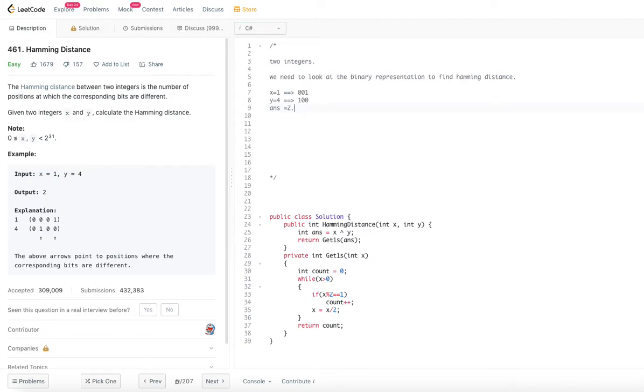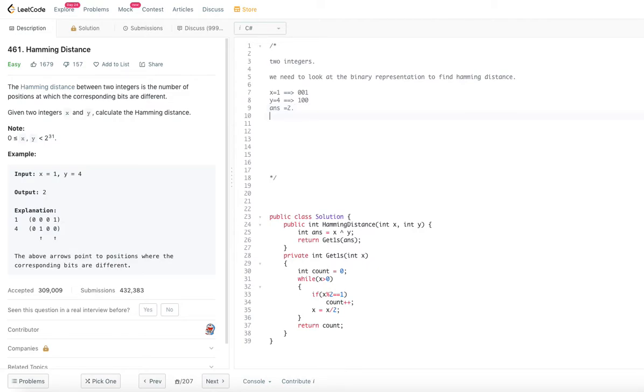Basically, the difference of the bits: wherever 0 is there, in that position 1 is there, and wherever 1 is there, the position has 0. That is the Hamming distance definition. So how can we solve this problem? There are multiple ways to do it.